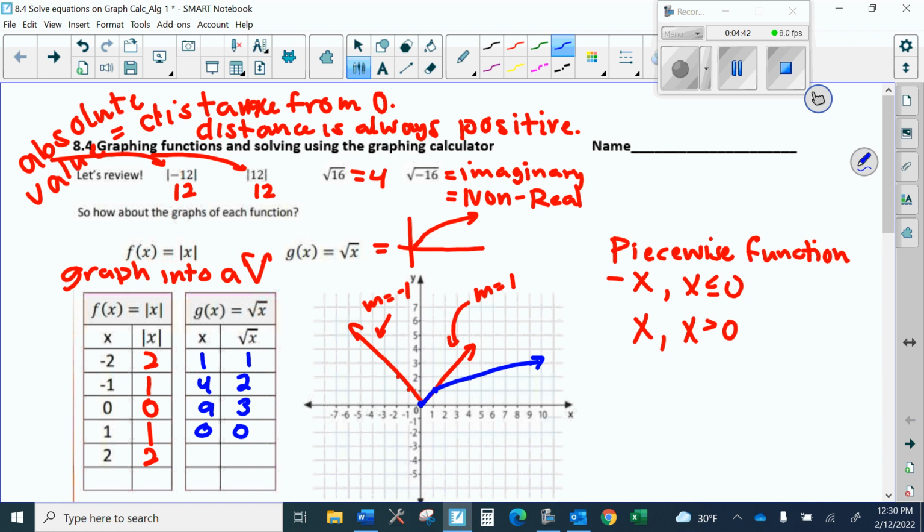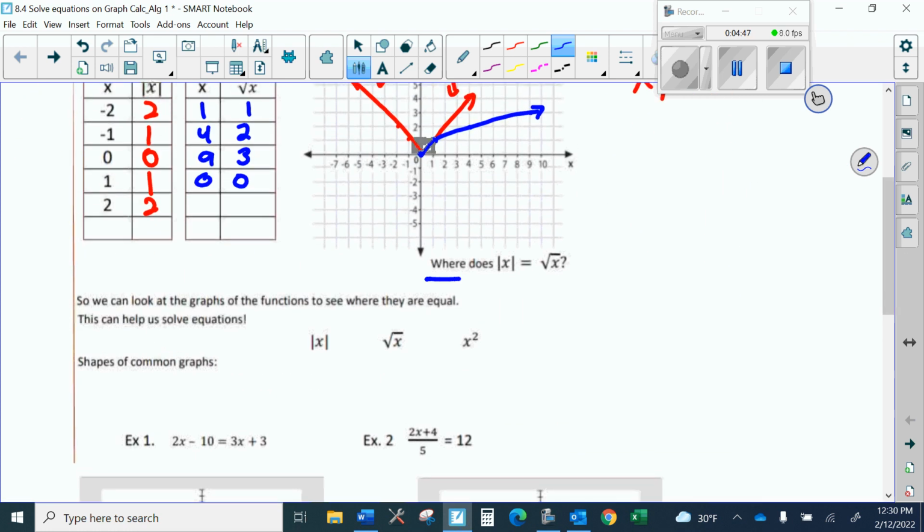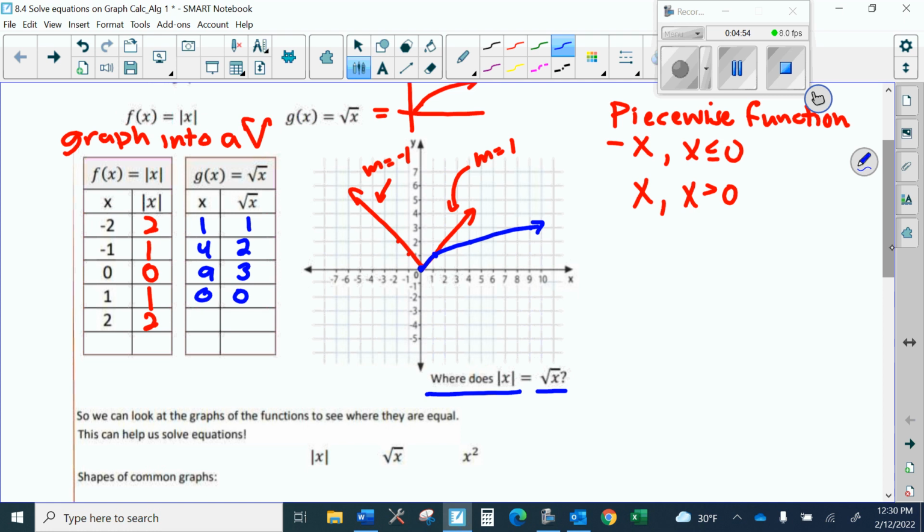Okay, so now the question says, where does the absolute value of x equal the square root of x? So where did those two graphs intersect? They intersected at 0 and at 1. Okay, x equals 0, right where they both started from, and x equals 1. They both are at 1, 1. Those are the only 2 points. Okay, now let's see. So I just showed you through an XYT chart, because you can always make XYT charts of any of these.